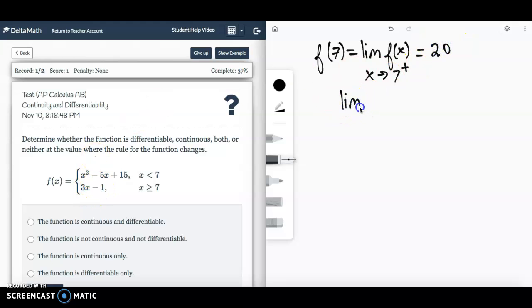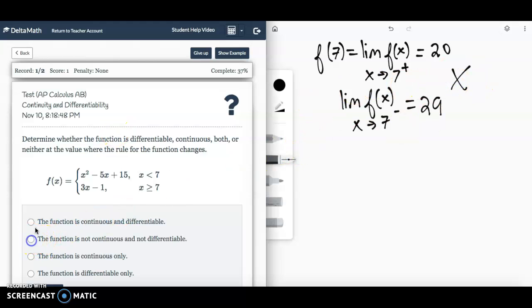would be 20. And then my left-hand limit for my function would be, if I plug in 7 up here, it's 49 minus 35 is 15. 15 plus 15 is not 20. Hold on, 49. Oh, it's 14. I got it. It's 15. So I got 29 as my answer for this one. So there is no way this is continuous, which means it's not differentiable either.